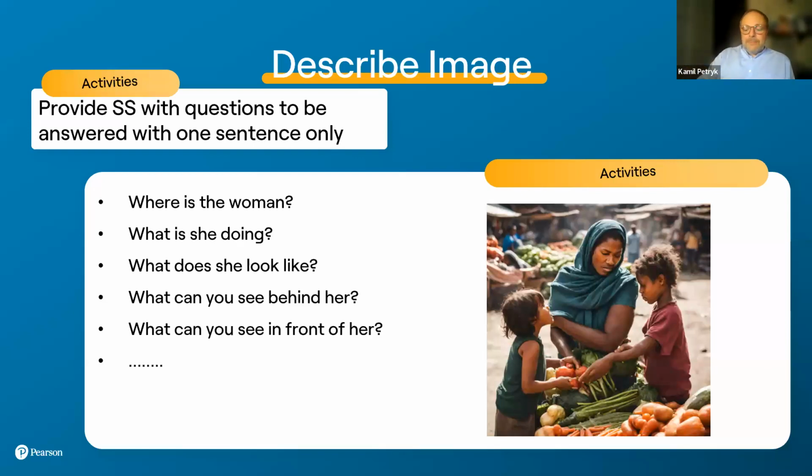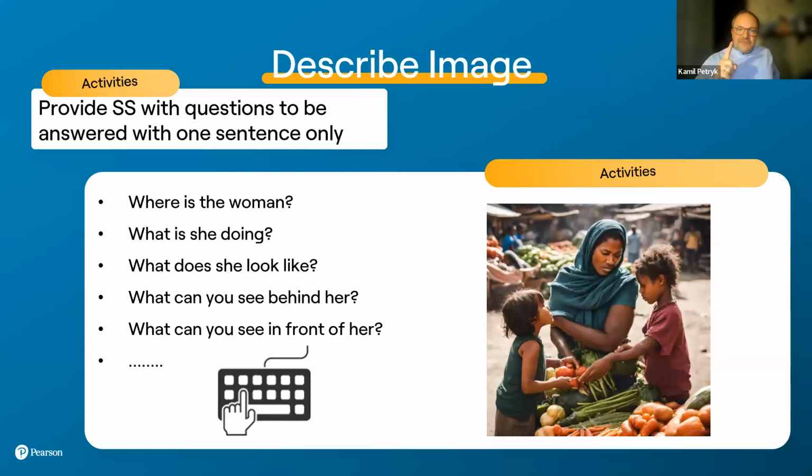And some others. It would be good to set that for homework, because if you set this for homework, you can ask them to type the answers, for example, and email those to you. So with this activity, it's important that they produce individual sentences. So each question gets a one-sentence answer.